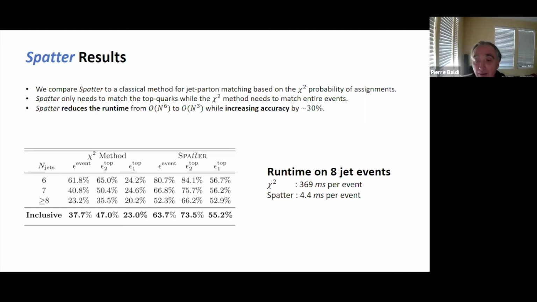So it takes time to train it. It can take a few days, maybe a week in the worst case, depending on your hardware. But once it's trained, it's very fast. It can process an input in about 4 milliseconds, whereas the chi-square method, which has to look at all possible permutations, takes considerably more time.